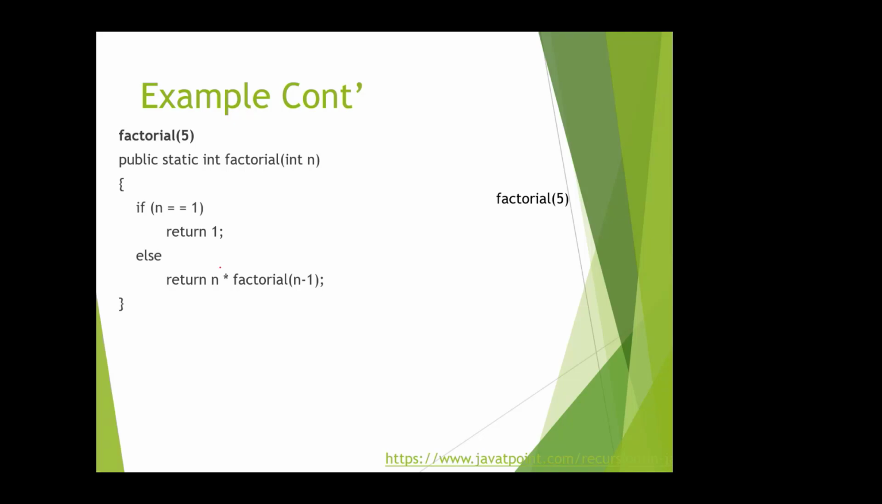So factorial 5 will return 5 multiplied by factorial 4. It will return 4 multiplied by factorial 3, which will return 3 multiplied by factorial 2. It will return 2 multiplied by factorial 1. Now factorial 1 will encounter the base case because n becomes 1.